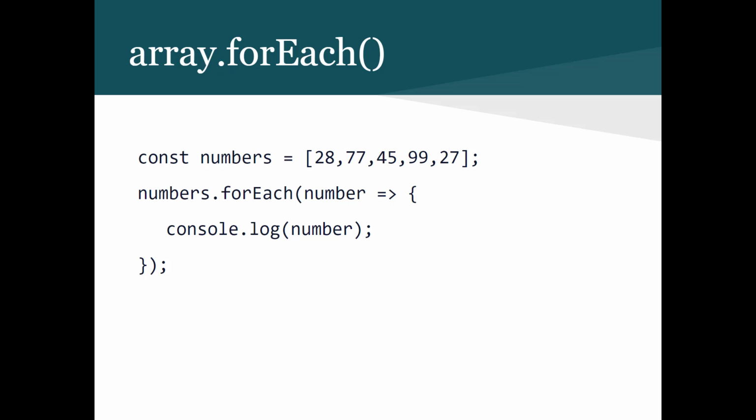The forEach method executes a callback function on each of the elements in the array in order. Here, the callback function containing the console.log method will be executed 5 times, once for each element.